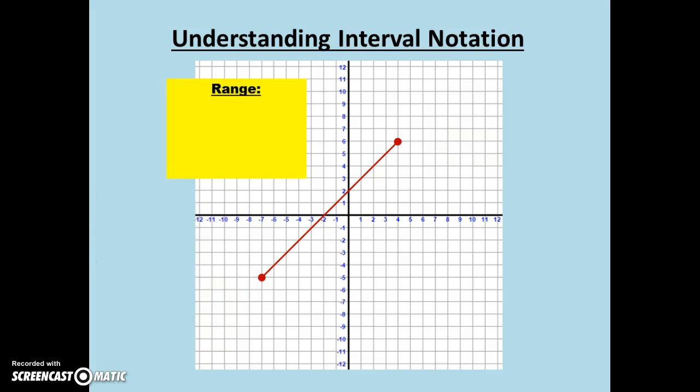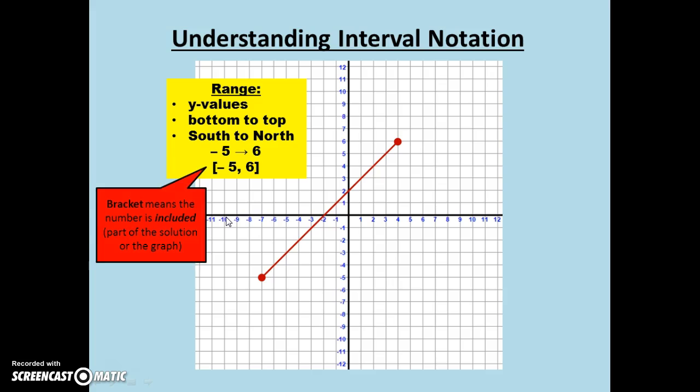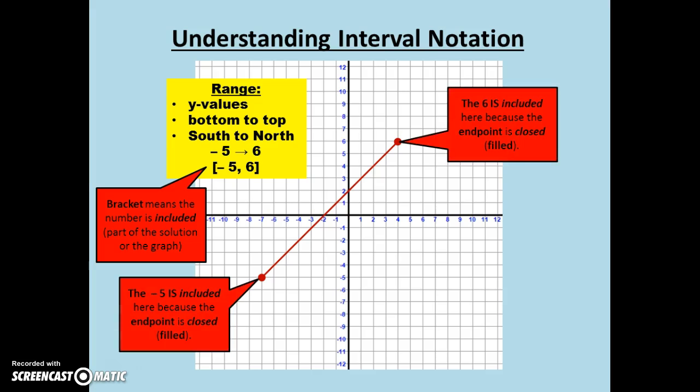Now let's look at the range. If we remember what range means, range is the y values, and that's from the bottom of the graph to the top, the lowest point to the highest point. Another way we could look at that is south to north, bottom to top. In this case, this graph bottoms out at -5, and it reaches its top at +6. Notice, once again, that the endpoints are colored in, so both those endpoints are included, so we put brackets on the ends. Once again, brackets mean that that number is included in the graph. So the -5 is included in the graph, and the +6 is included in the graph.